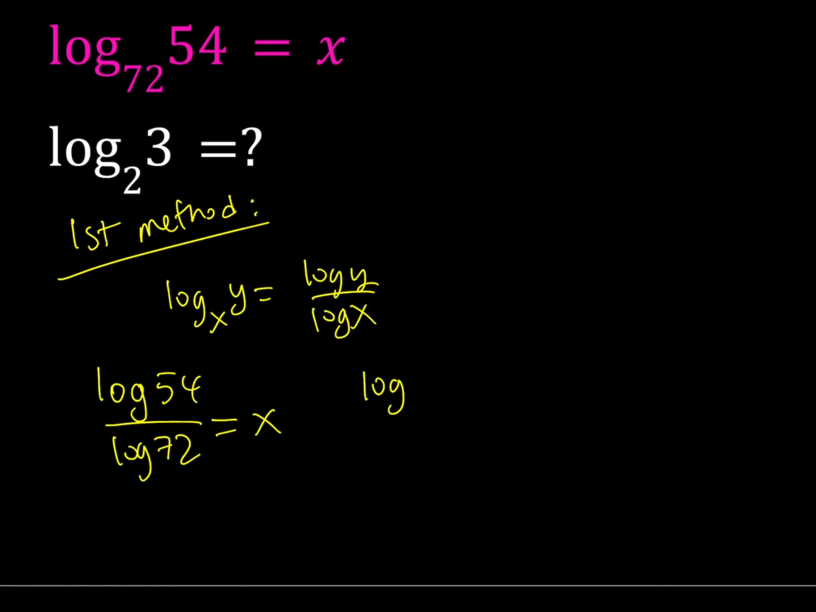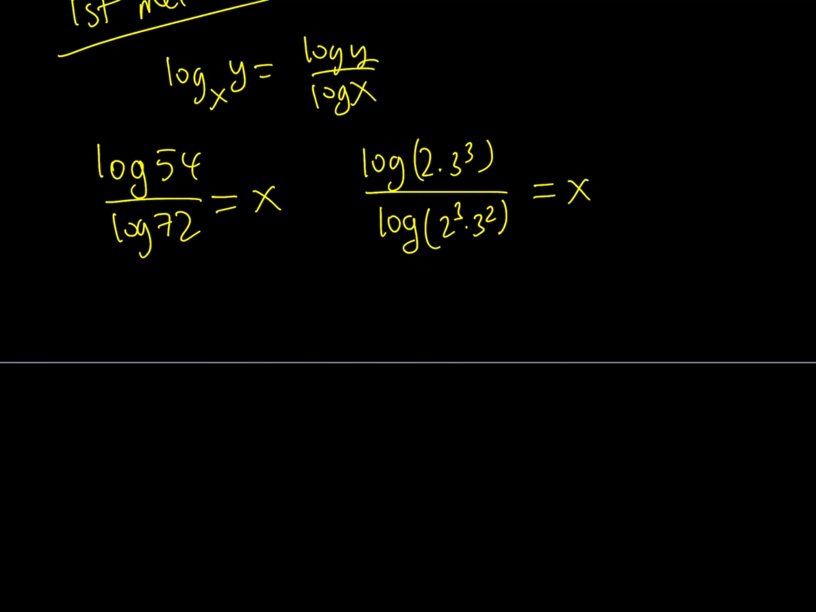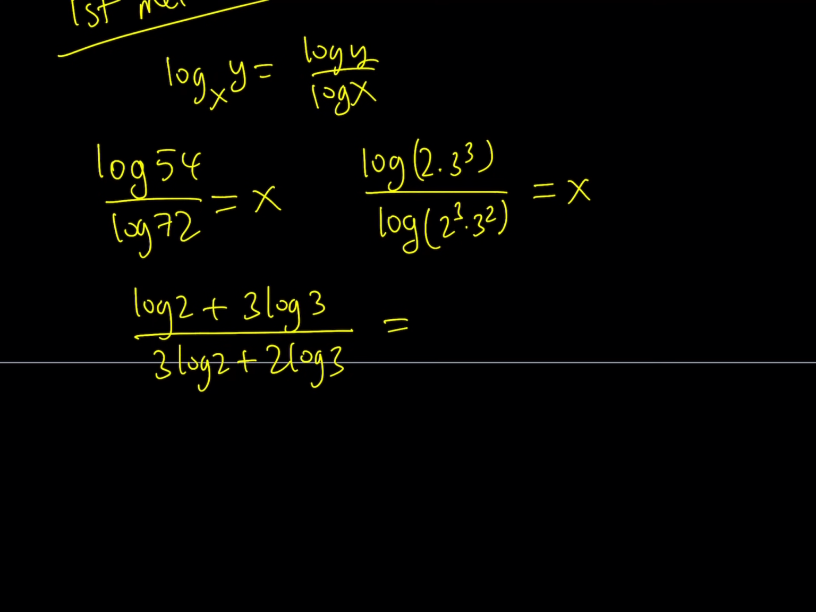Now I can factor 54 as 9 times 6, and 6 can be written as 2 times 3, so that is basically 2 times 3 to the third power. And then 72 can be written as 8 times 9, which is 2 to the third power times 3 squared. And then by using the rules for logarithms, we can just go ahead and break it down. This is going to turn into log 2 plus 3 log 3, divided by 3 log 2 plus 2 log 3, and that is equal to x.